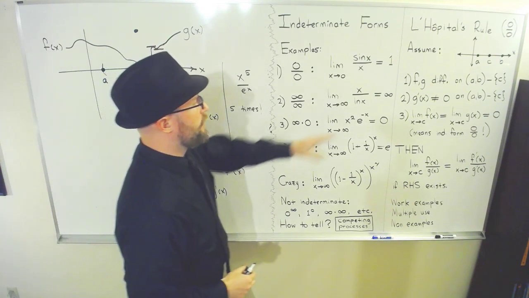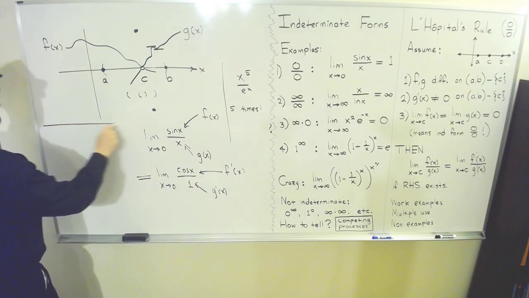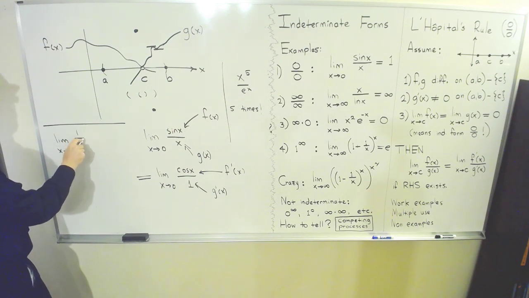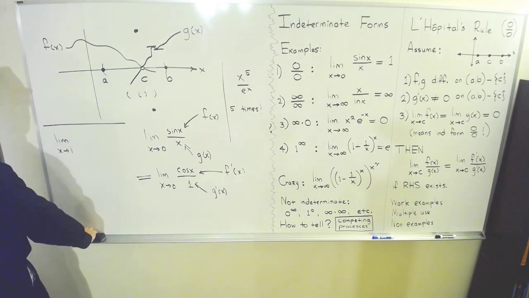Okay, so these are the hypotheses. And so what went wrong in this example where I was looking at limit as x goes to 1 of, what was it, 1? Oh no, it was x over 1, I guess.